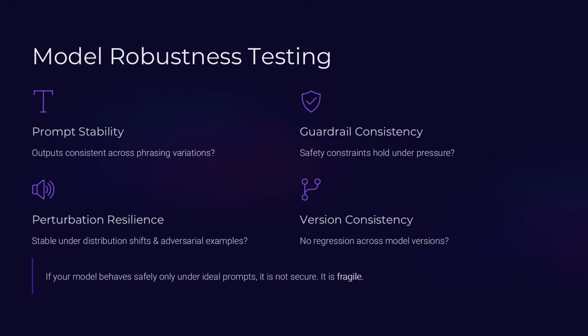Robustness is a security property because instability can be exploited. If your model behaves safely only under ideal prompts, it is not secure. It is fragile. As a leader, you must demand robustness evidence as part of deployment readiness.